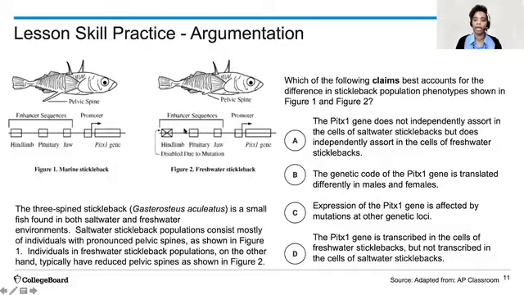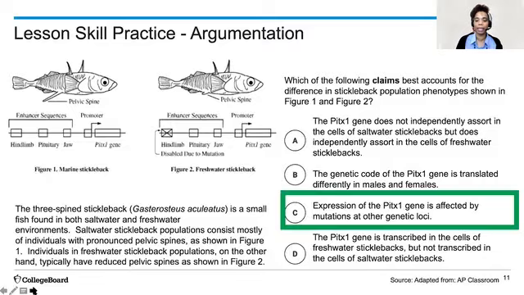Which of the following claims best accounts for the difference in stickleback population phenotypes shown in Figure 1 and Figure 2? And did you pick C?